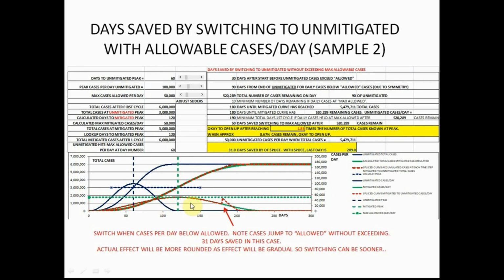And you see the green curve goes this way. If we jump to unmitigated here, then it follows a shape which is the same as the shape of the blue curve, but out here in time. We save 31 days. The actual cases, of course, would be more rounded because you can't flip the unmitigation on like a light switch.